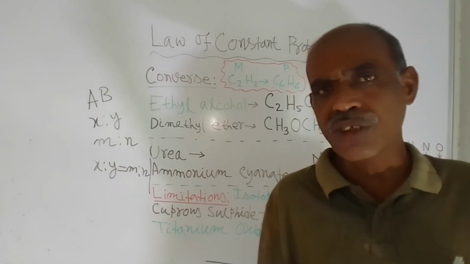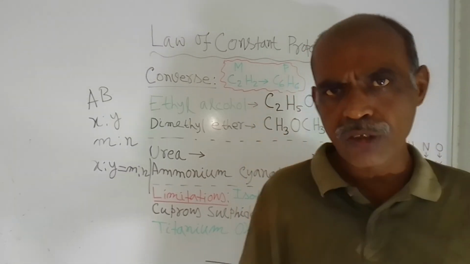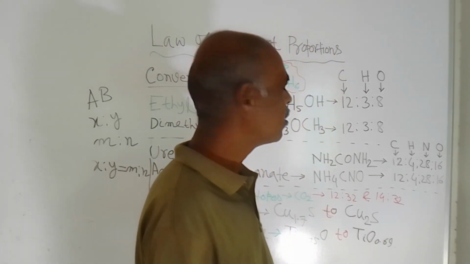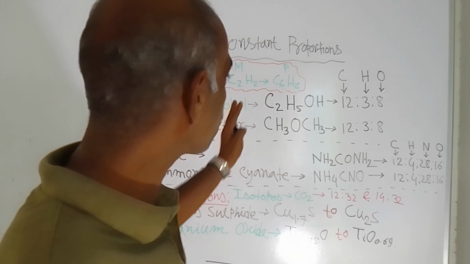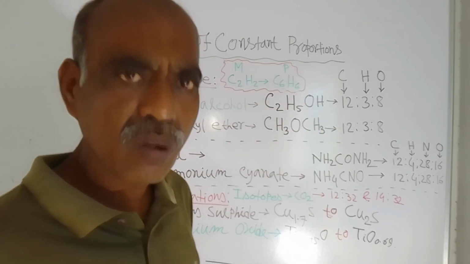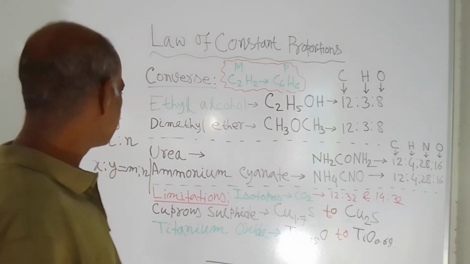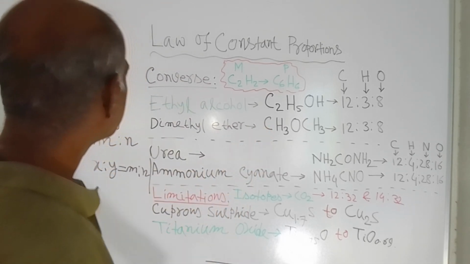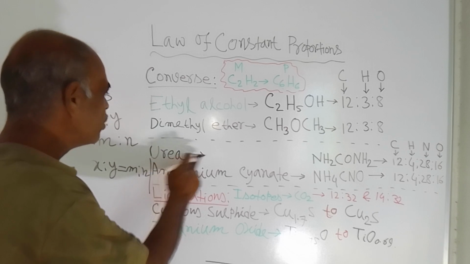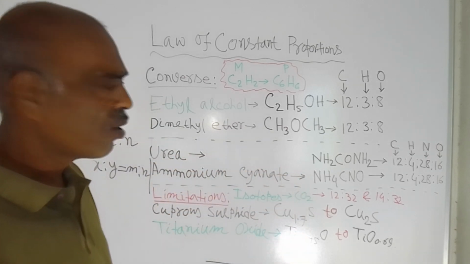And on polymerization of acetylene, it produces benzene. But both the chemical compounds are totally different. So this is also the converse of the law. Okay. And now one more example can be taken for the converse of the law, that is urea and ammonium cyanate.